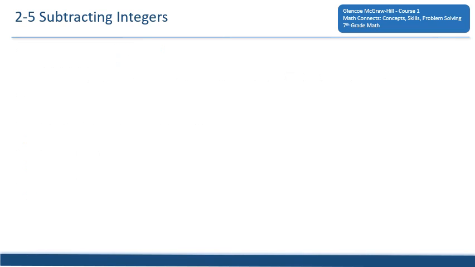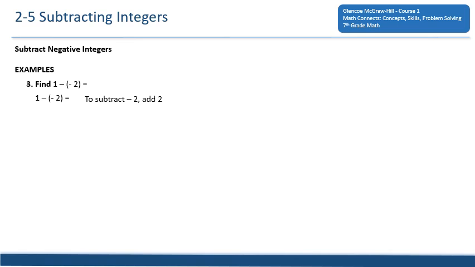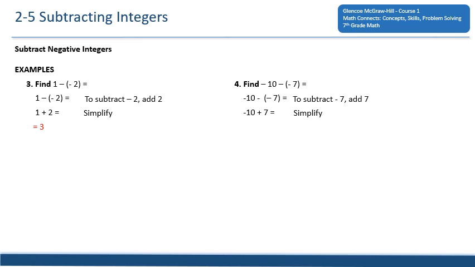Subtract negative integers. Find 1 minus a negative 2. To subtract negative 2, we're going to add 2 because we're going to add the opposite, right? So 1 minus a negative 2. And if we simplify that, 1 plus 2, and that equals 3. Negative 10 minus a negative 7. So remember, to subtract, we're going to add the opposite. To subtract negative 7, we're going to add 7. So negative 10 minus a negative 7 is negative 10 plus 7, which equals negative 3.